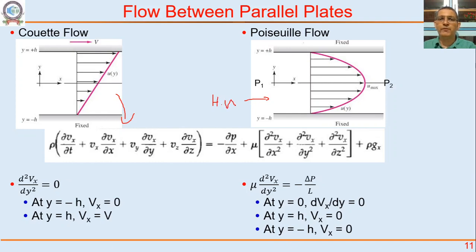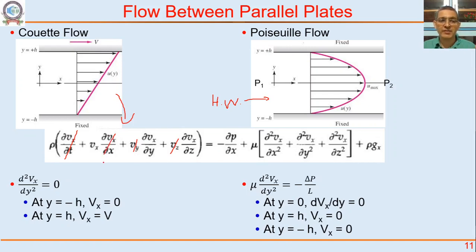We are going to simplify for the Couette flow case. Steady state, this is 0. Flow is in the X direction, there is no flow in the Y direction, this is 0. There is no flow in the Z direction, this is 0. Continuity equation tells us del Vx by del X equal to 0.